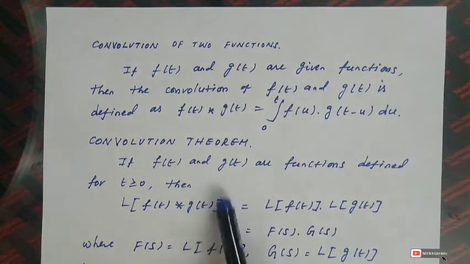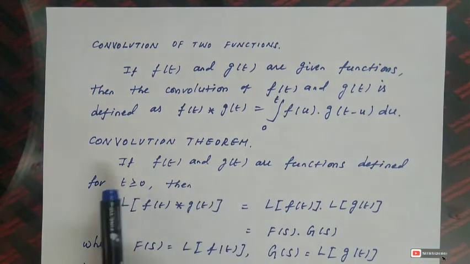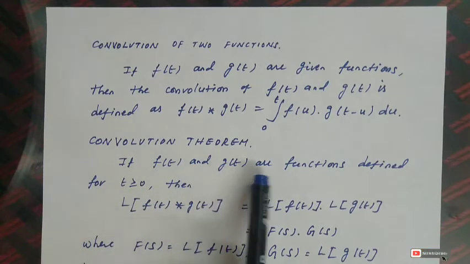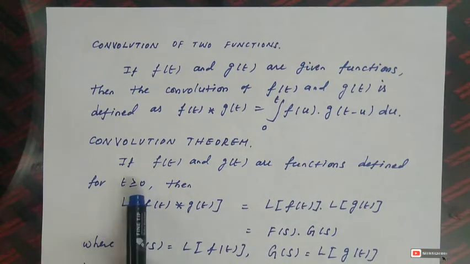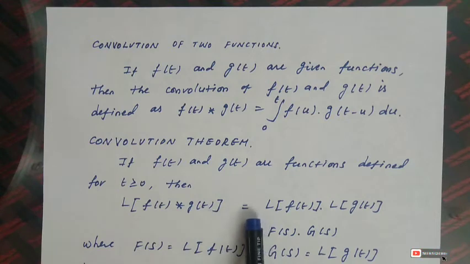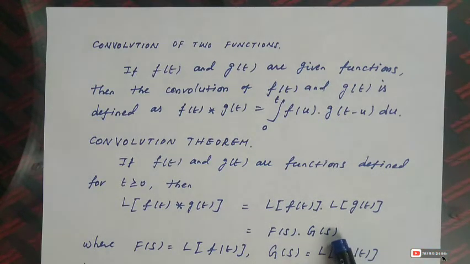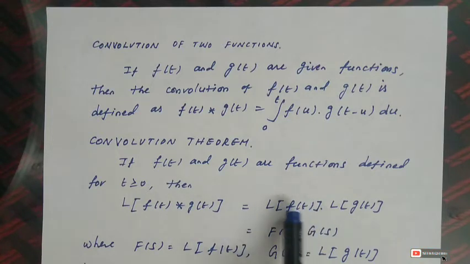Now the next one is convolution theorem. If f of t and g of t are functions defined for t greater than or equal to 0, then L of f of t star g of t equal to L of f of t into L of g of t. L of f of t equal to f of s and L of g of t equal to g of s. So using convolution theorem, we are going to do some problems. For that type of questions, we are using the result of convolution.